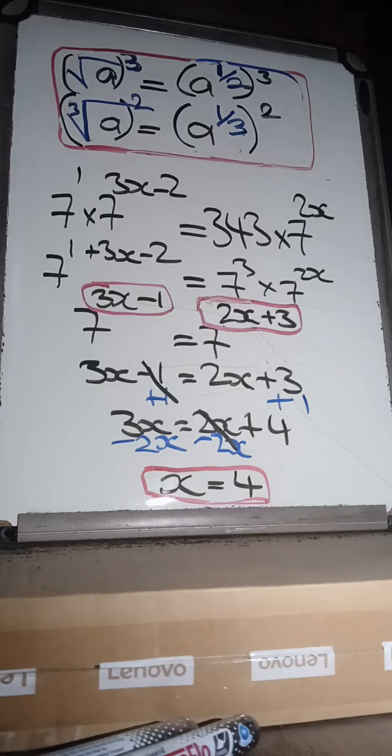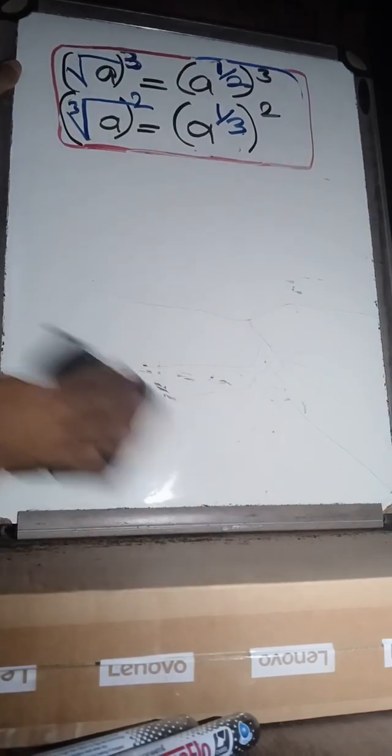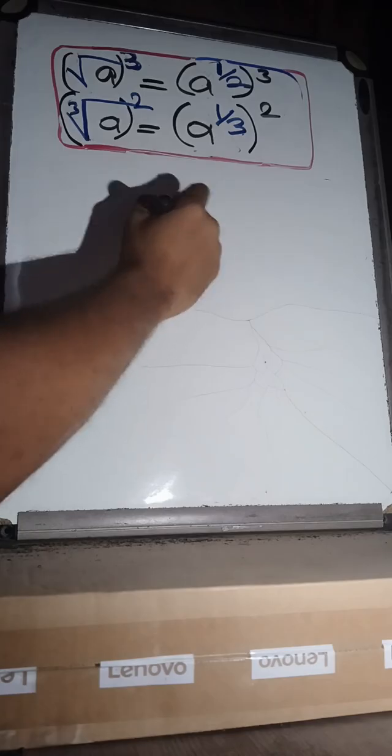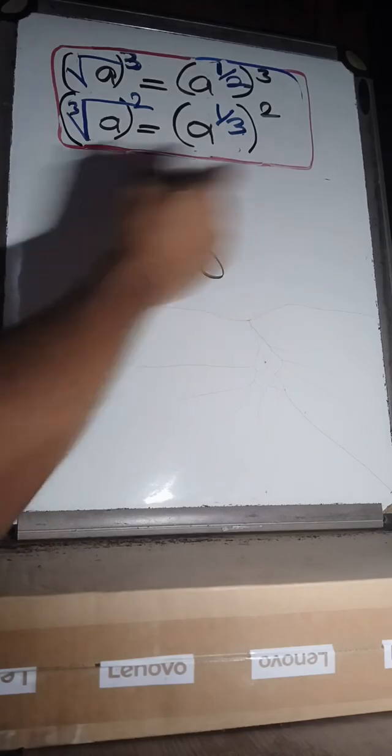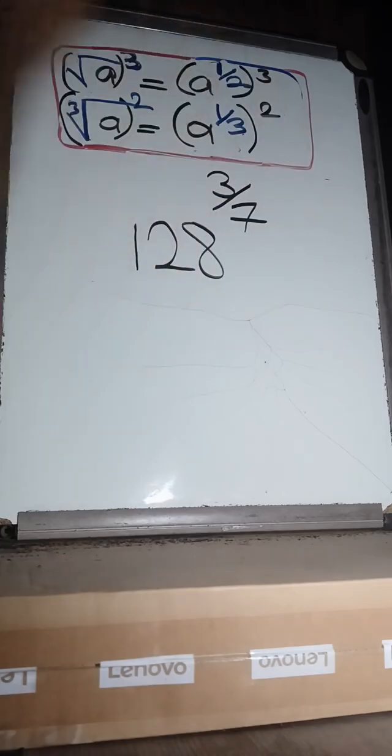Oh, you know what? There's one more thing I want to do. I want to show what would happen if you run into a situation where you see something like one of these. So for example, what if you were given, alright, I'm going to be ridiculous, what if you are given 128 raised to the 3/7?